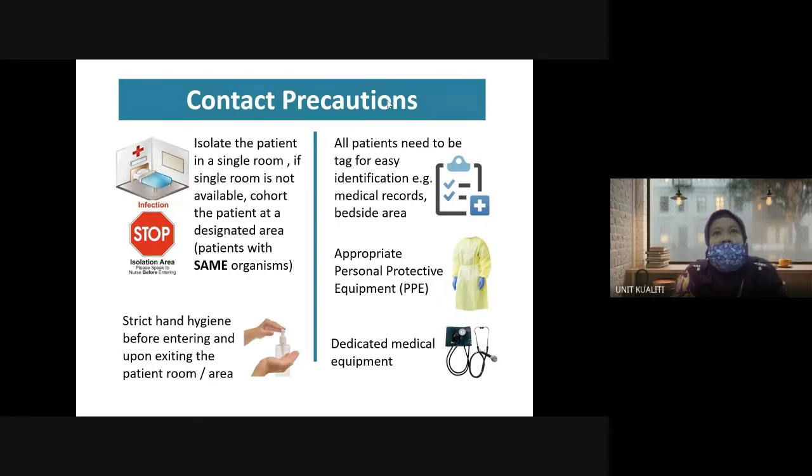So, for example, in our hospital, HSAJB, we have only a few isolation rooms. So, we have no choice but to cohort our patients in a bed cubicle, and must apply strict hand hygiene before entering and upon exiting the patient room or area. This kind of patient needs to be tagged for easy identification, like I showed before. Tag at the medical records or bedside area, wear appropriate PPE, and also use dedicated medical equipment. Do not share with other patients.